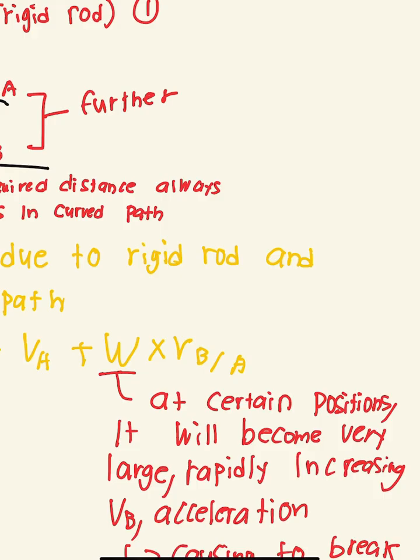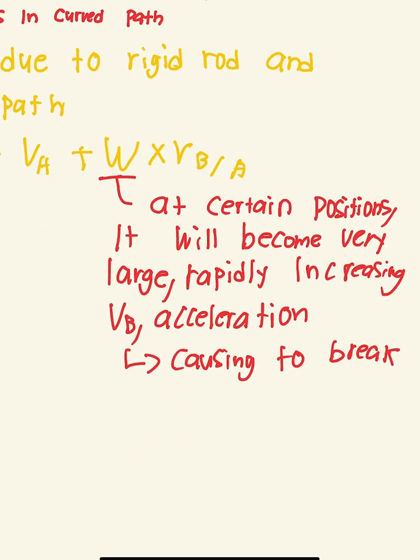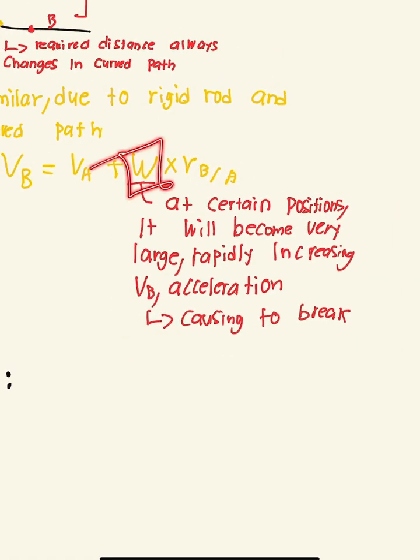Also, if you look at the formula, velocity of B, we know that at certain points, especially on the curved path, the angular velocity is going to be very inconsistent. It's going to be a very rapid change. And as the angular velocity changes rapidly, the velocity of B is going to change rapidly, which is going to make the entire system very, very unstable.